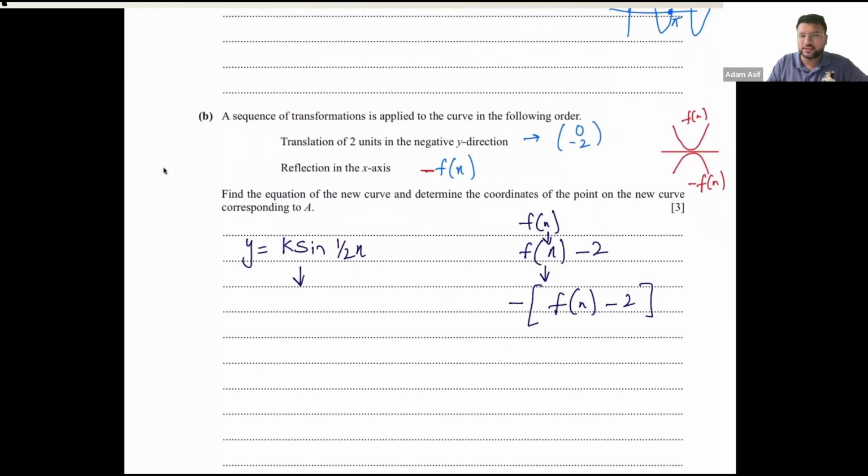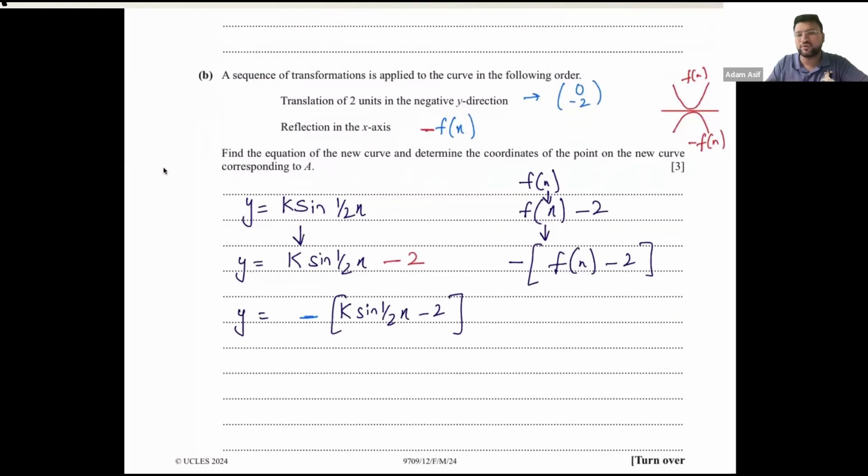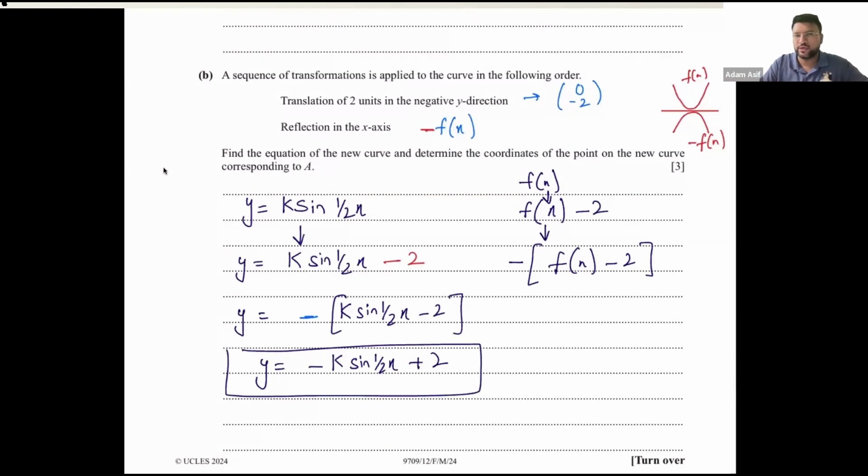So this is the equation to start with. k sine half x. अब सबसे पहले आप क्या करोगे? You're going to subtract 2. That means that the graph of k sine half x has gone 2 units down. Then you are going to reflect this k sine half x minus 2 in the x-axis. So you're going to multiply the whole function by minus. So the equation comes out to be y equals minus k sine half x plus 2. That's your equation of the transformed graph. Okay. Is everyone clear with the equation?